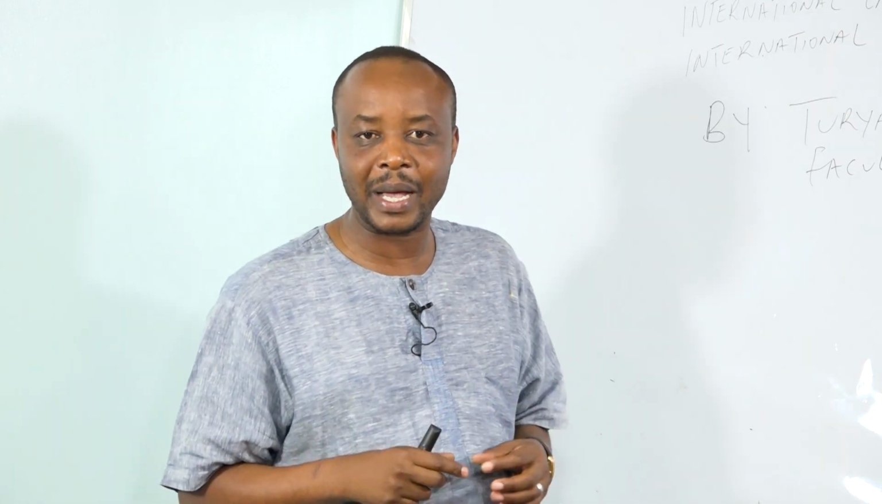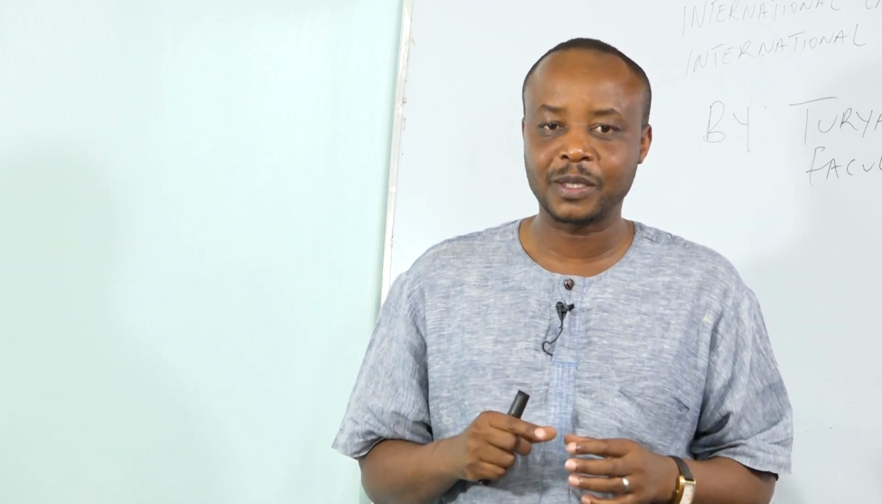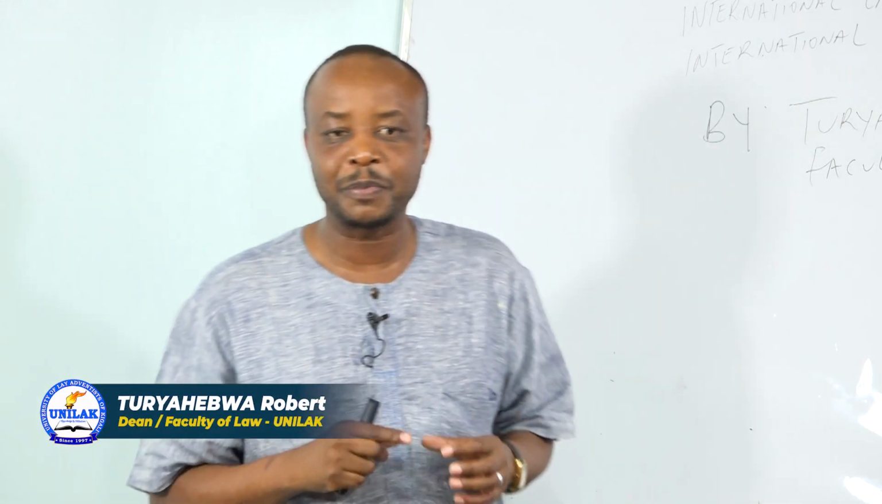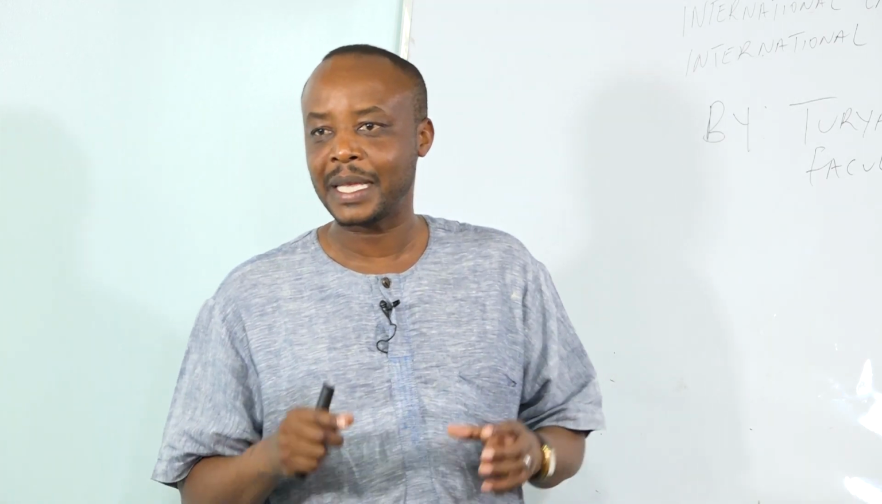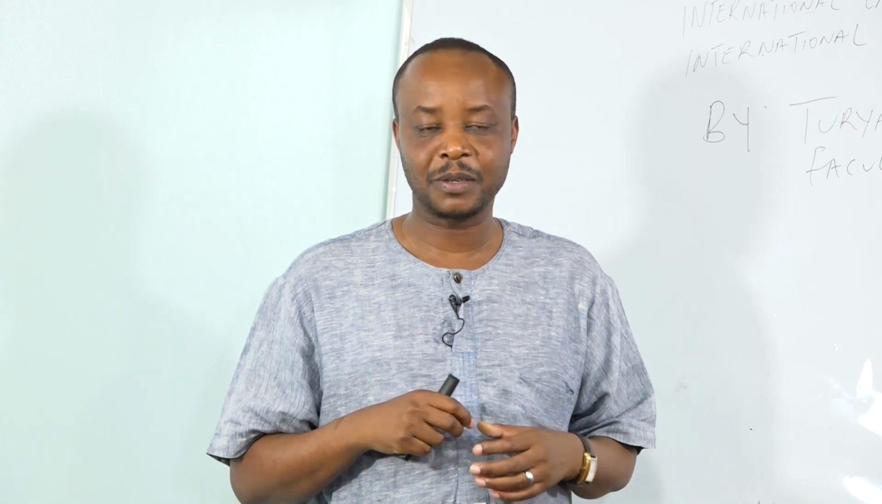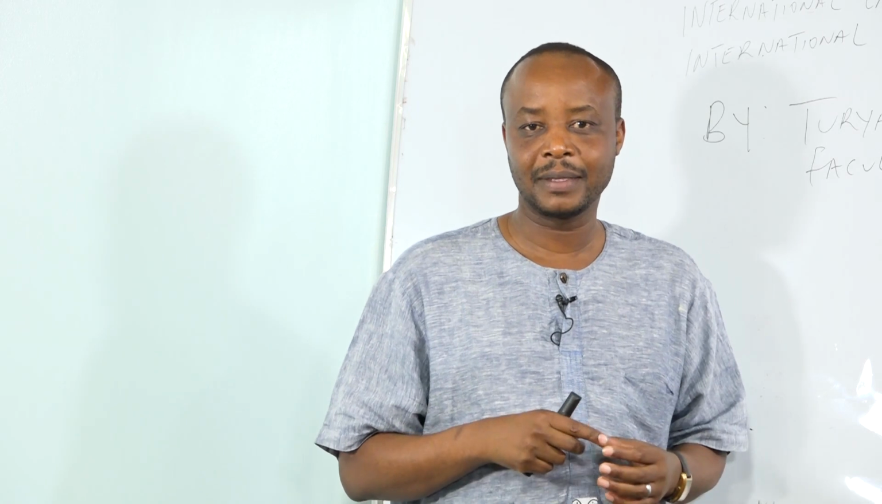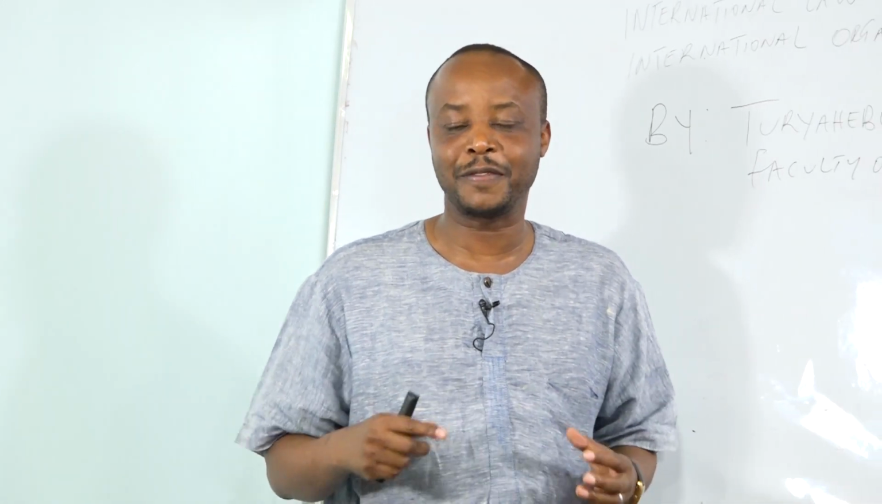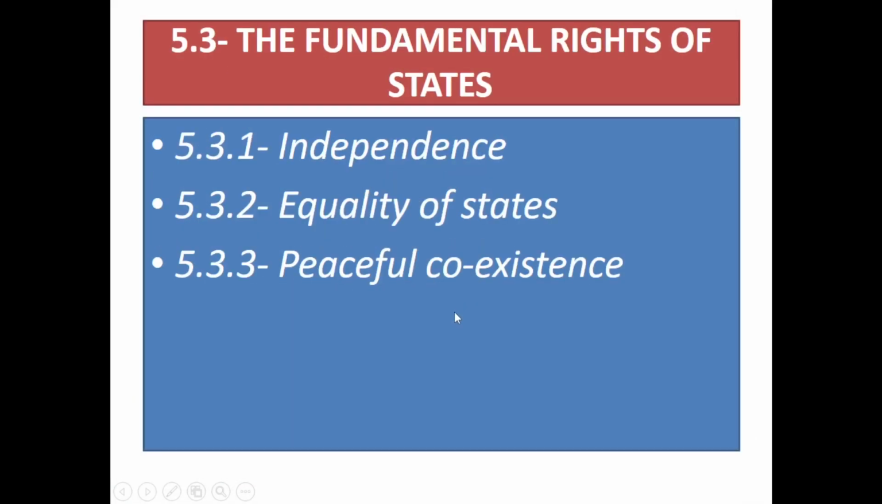So when the states were coming up, there was a condition that in order for a state to be called a state, it must possess the following: permanent population, a defined territory, government, and capacity to enter into relations with other states. After becoming a state, a state must enjoy the following rights: independence, equality of states, peaceful coexistence. We shall deal with these in detail.